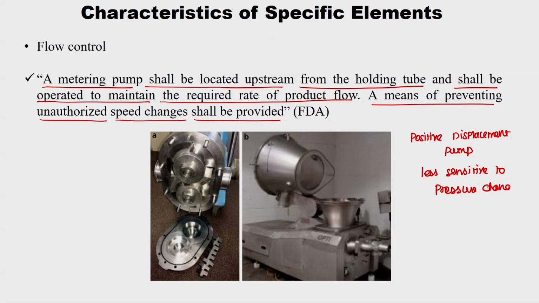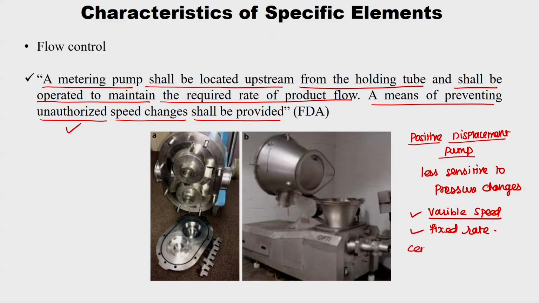To pressure changes. So that is what I wanted, because it is told that preventing unauthorized speed changes shall be provided, right. So that means it can operate via 2 mechanisms. One is variable speed or fixed rate, right. So when you are choosing a variable speed pump, then we need to provide the measures to prevent unauthorized speed changes, right. So that is very much important. So that's why we use positive displacement pump.